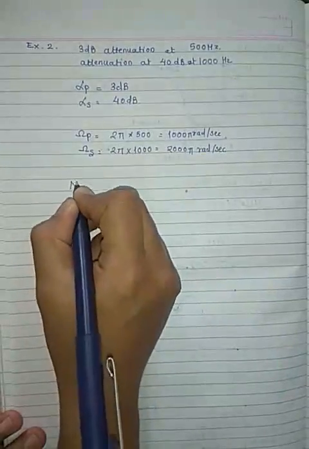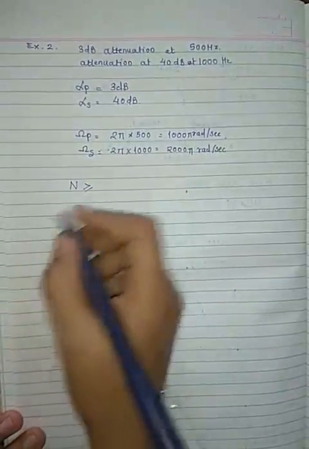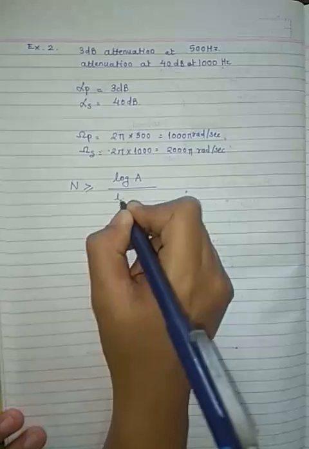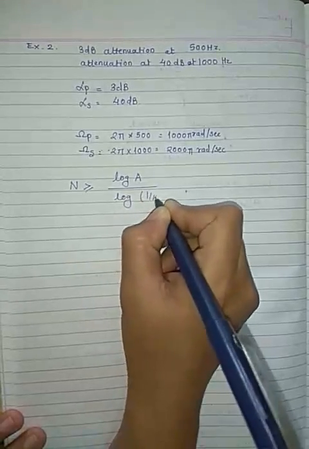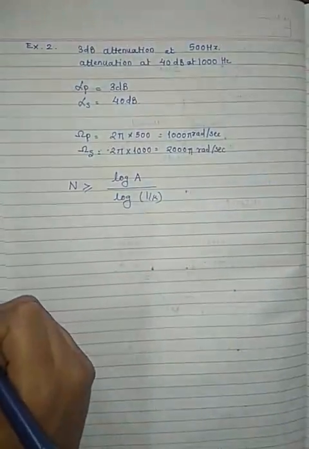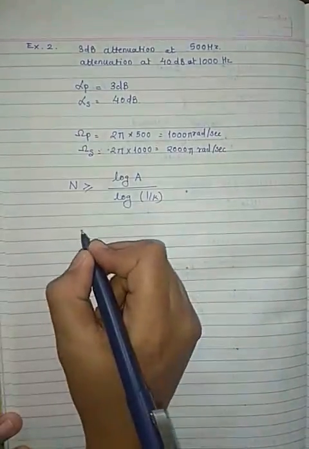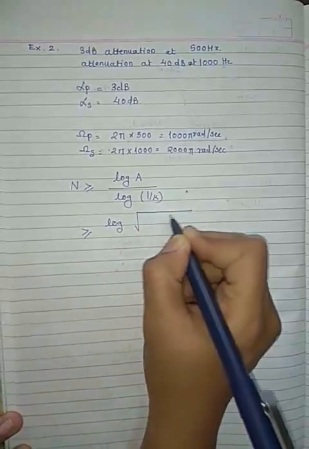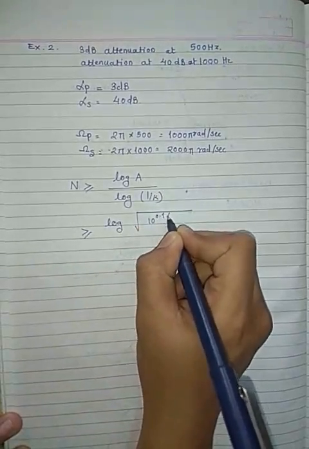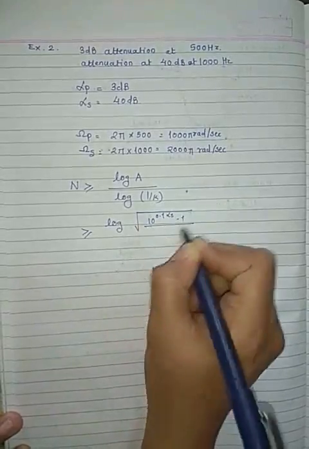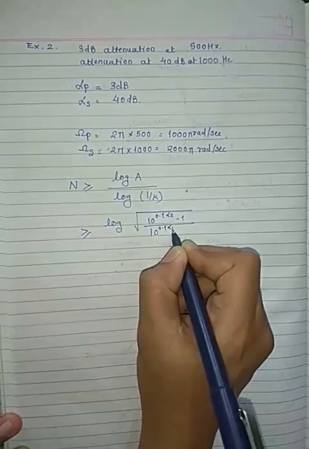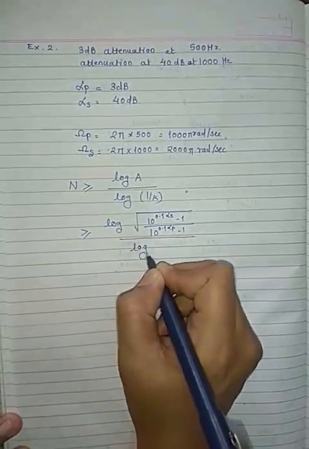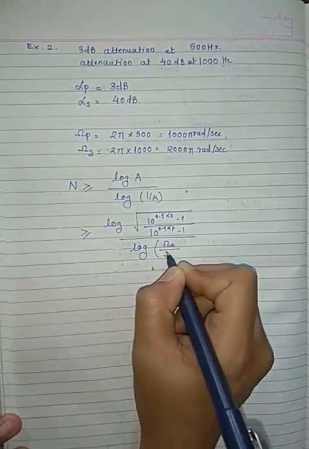Now, in a similar manner, we have to find n here. So what is n? According to the equation, n is given as log of A divided by log of 1 upon k. So, substituting these values here, log of square root of 10 raised to 0.1 alpha s minus 1 divided by 10 raised to 0.1 alpha p minus 1, the whole divided by log of omega s divided by omega p.